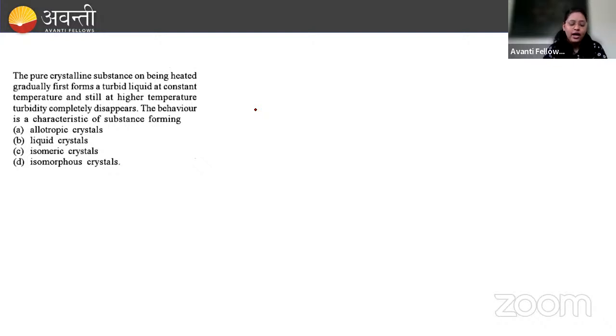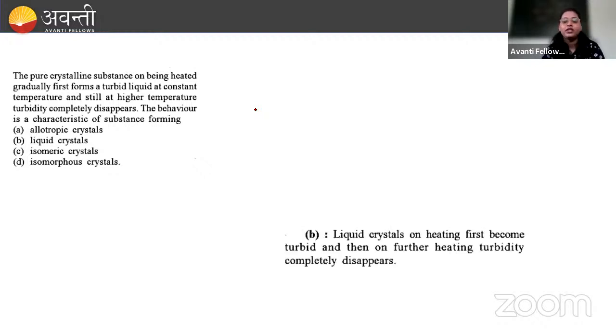So here I'm going to explain to you about the liquid crystal. So what do liquid crystals do? Liquid crystals on heating first become turbid, and then on further heating, the turbidity of such crystals completely disappears. Okay, so here our answer is what? Liquid crystals. Right? Okay, let's move on to the next problem.